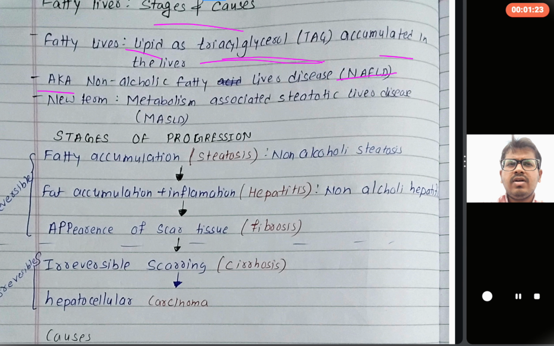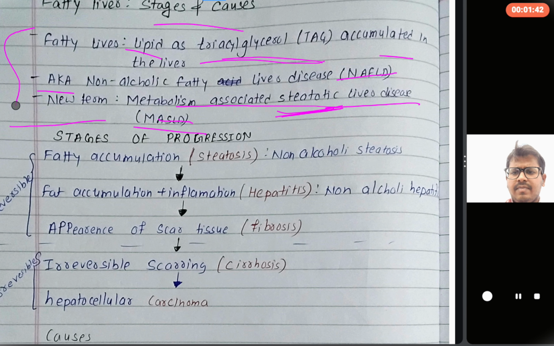And nowadays we are using a new term, that is MASLD, that is metabolism associated with steatotic liver disease. Steatotic means it is like fatty things, you know.